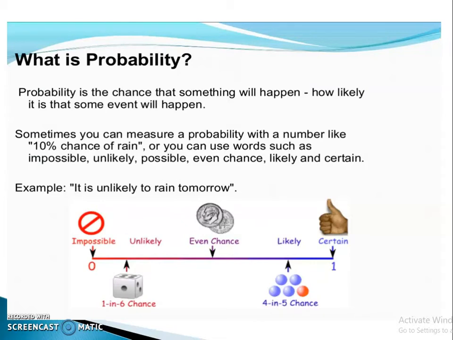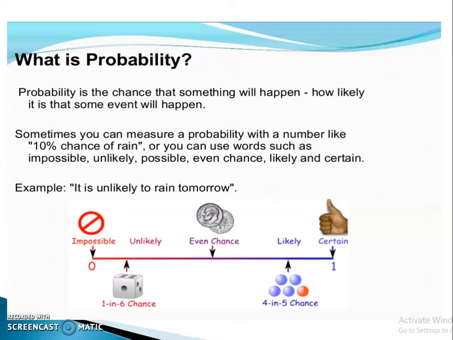Let's recall what is probability. The word probability is derived from the Greek word meaning approval. So probability is the chance that something will happen, or how likely it is that some event will happen. Sometimes we use a numerical number to measure probability when we say there are 10% chances of rain, or we use the vocabulary of probability when we make use of the words impossible, unlikely, possible, even chance, likely, and certain.